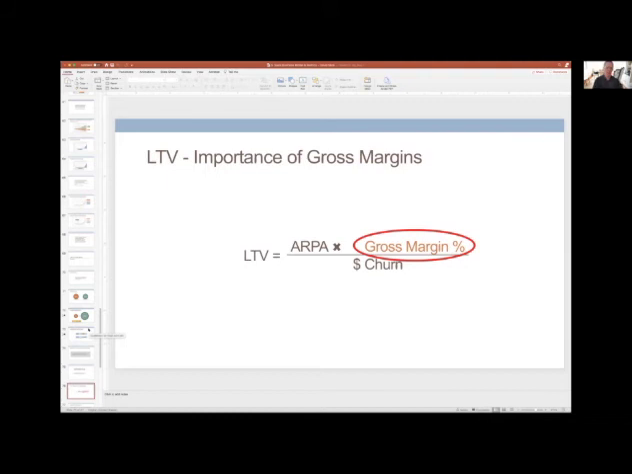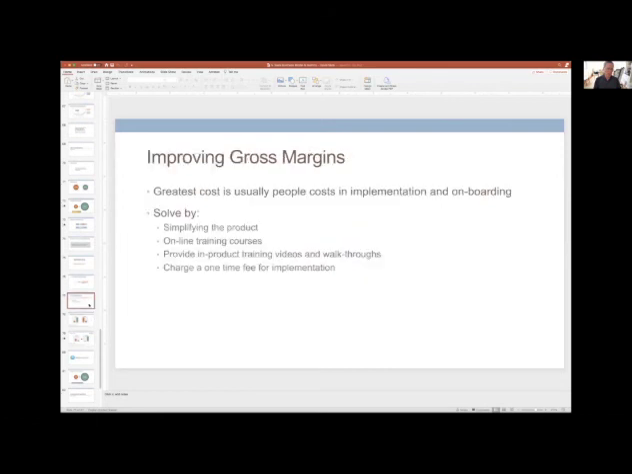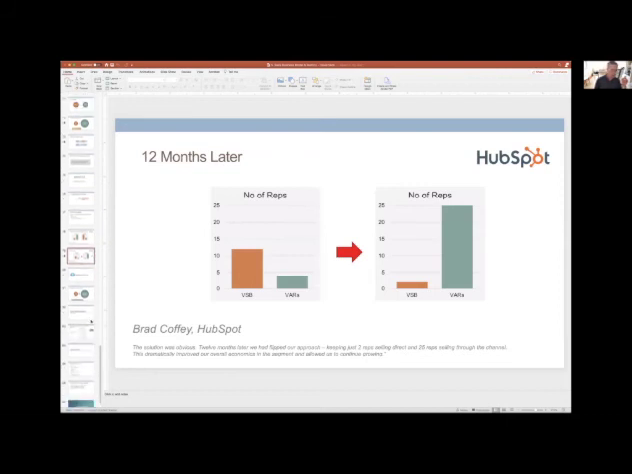So the reason why I bring this up here is that you do want to focus on gross margins, because it does impact the right-hand side, the lifetime value part of this equation here as well. So hopefully that gives you a quick sense of things. And I will show you something super important here, which is really quite fascinating. Let me just find the right place in this.